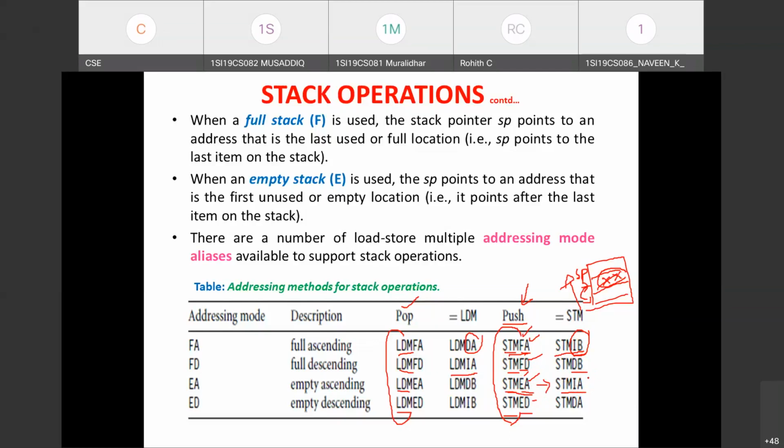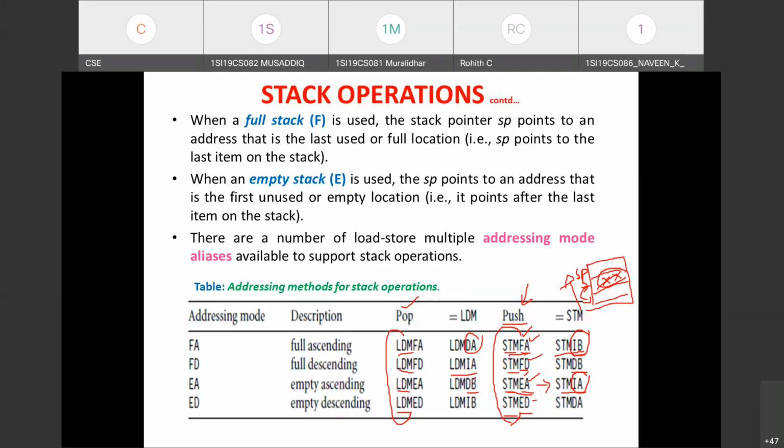So if it is the increment after addressing mode for the push operation, it is the decrement before addressing mode for the pop operation. How is it decrement before? SP will be pointing to the location where the new data is to be inserted. You will not find any data there. It is an empty location where SP is pointing to. So to perform the pop operation, first we have to decrement the stack pointer and then we have to retrieve the data.